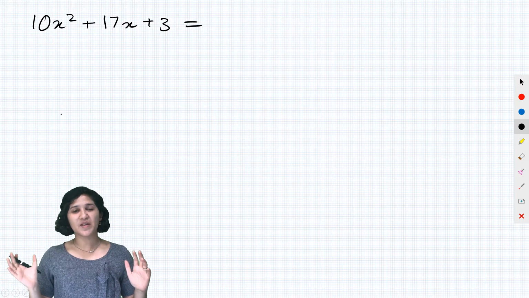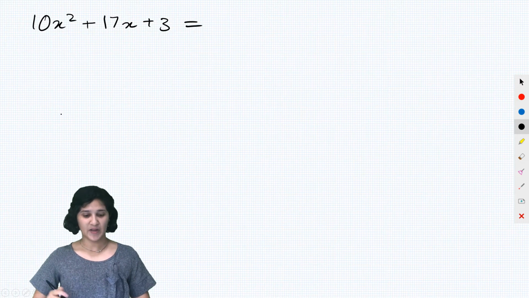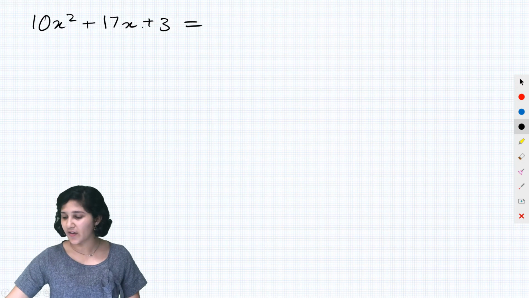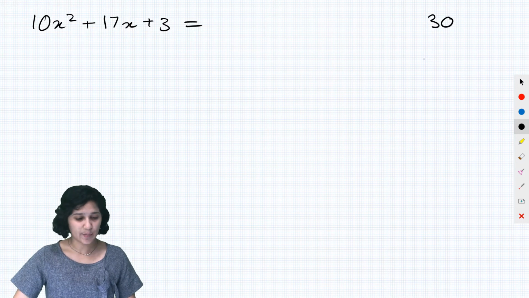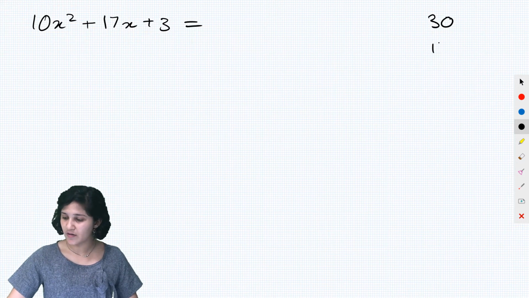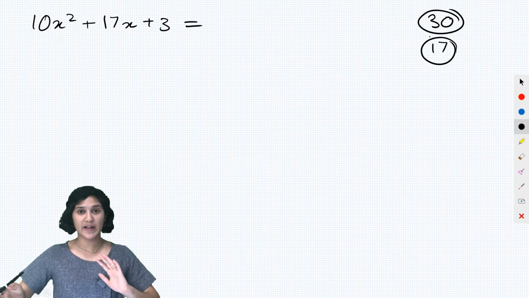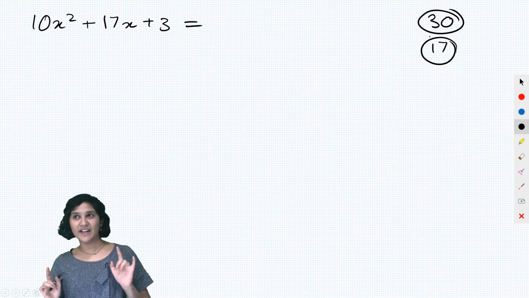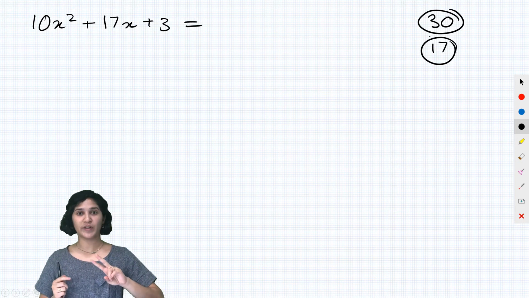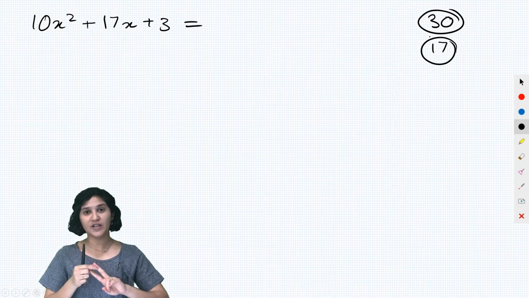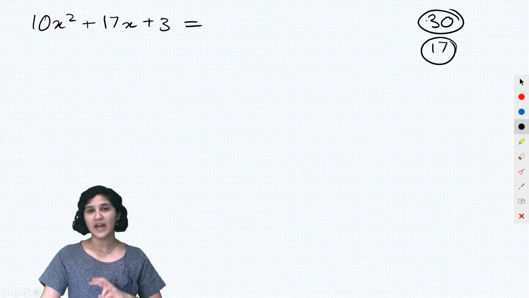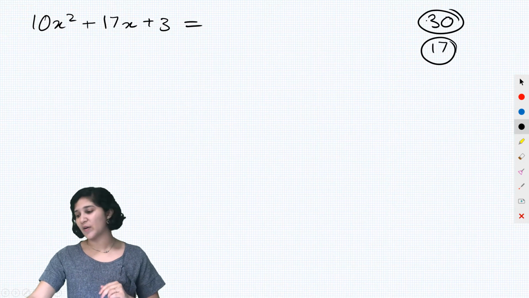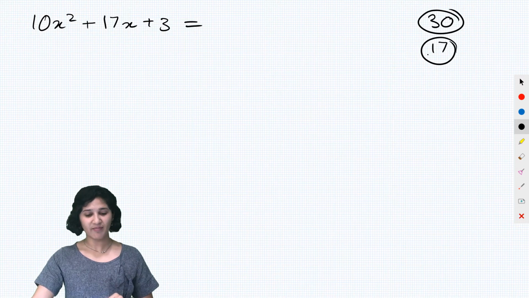So I start by thinking about my AC and my B. So here AC is 30 and B is 17. So I start by thinking of the two numbers that are going to multiply to give 30 and add to give 17. So I think about that in my head and I come up with 15 and 2. Okay? So I know that 15 and 2 are going to multiply to give 30, and 15 plus 2 are going to add to give 17.